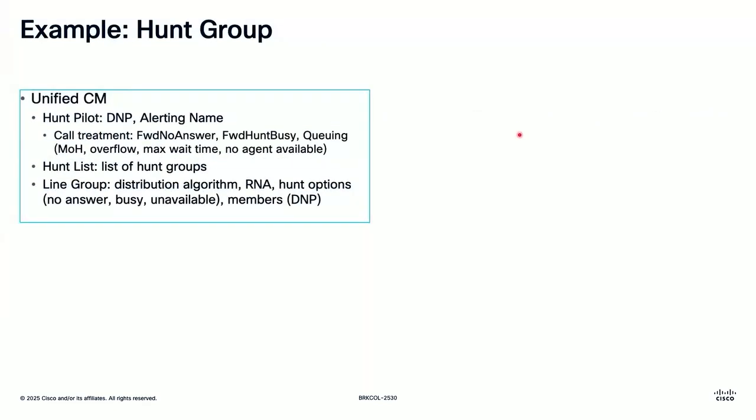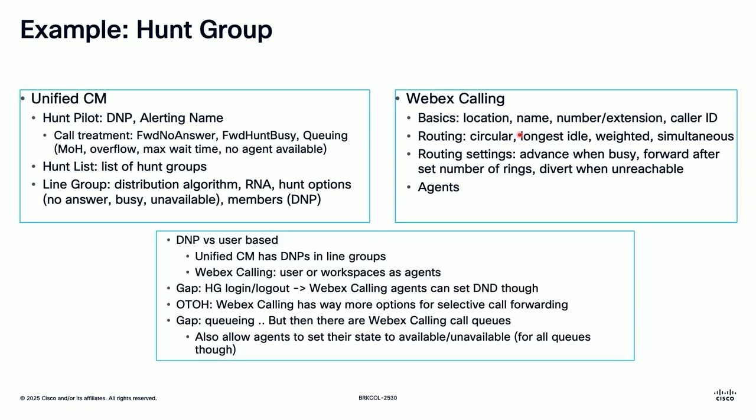Hunt groups. Comparing hunt groups, these more or less are reference slides. Hunt groups between UCM and WebEx calling, how they are different. I think we don't need to necessarily walk through this. The important point here always is that we have things that look similar, but in detail work differently. Gladly, in these examples, both in hunt groups and also call queues, WebEx calling has way more superior capabilities than UCM has.